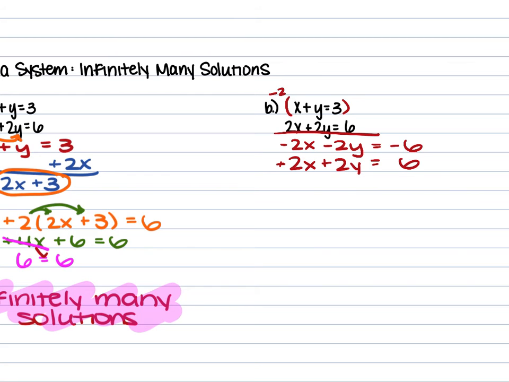So again, with these, I'm going to combine them by adding them. So those 2x's cancel, the 2y's cancel. I have 0 is equal to the negative 6 plus 6 is 0. 0 is equal to 0. Is this a true statement? Yes. So I have infinitely many solutions.